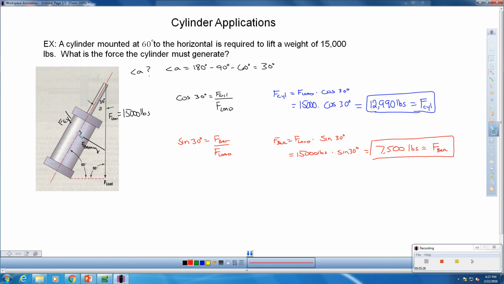Whenever you want to think of it, it's tough in this pictorial, but always think of cosine as a horizontal type quantity, and sine as a vertical type quantity. Whenever we're calculating the cylinder force, we're most likely always going to end up using cosine because we want to use this angle here that actually touches the force that we're looking for.